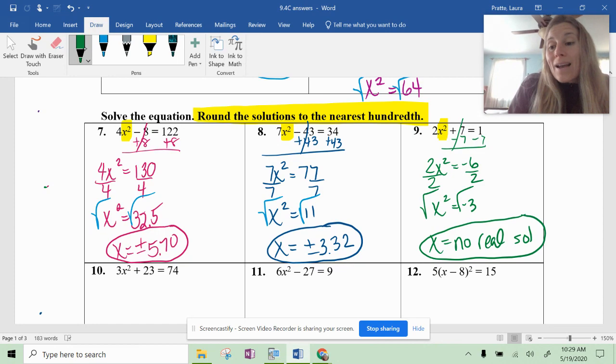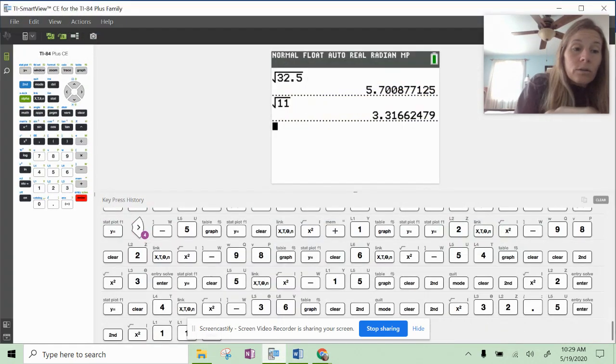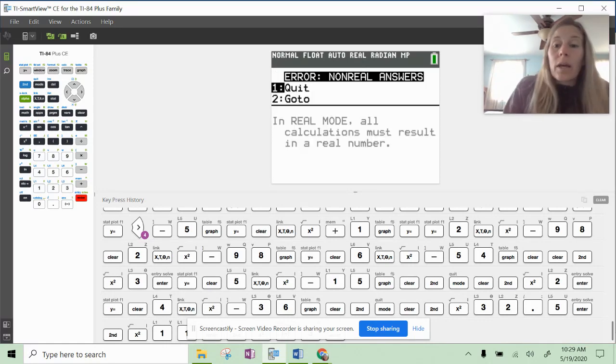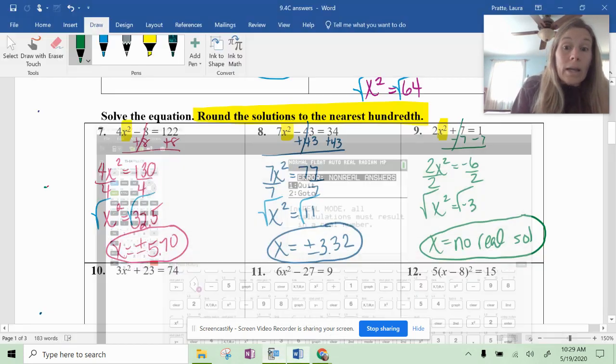So remember, you cannot take the square root of a negative. So if you tried to do that and you did the square root of a negative, you'll get an error message on your calculator. This one says error non-real answers, which tells you there's no real solution. Your calculator may just say error or something like that, but that is why it's saying that.